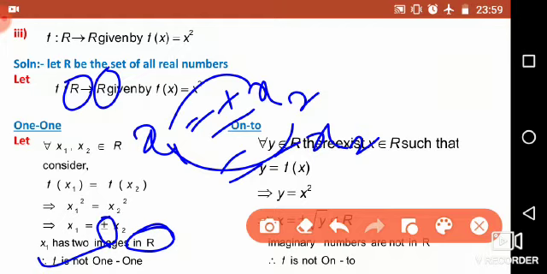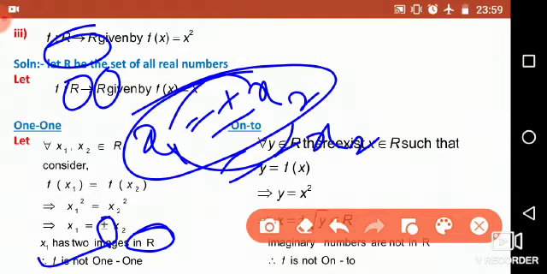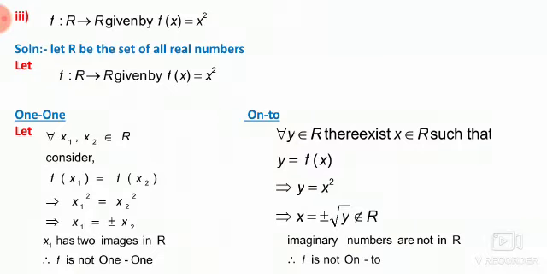In the previous question, the domain was the set of natural numbers, therefore only positive values of x1 were taken, therefore there was x1 is equal to x2. But in this case, the domain and codomain are real numbers. It has two images for x1. Hence, f is not one-one.